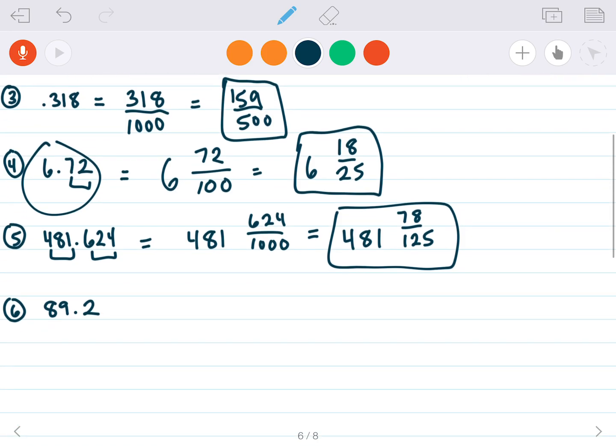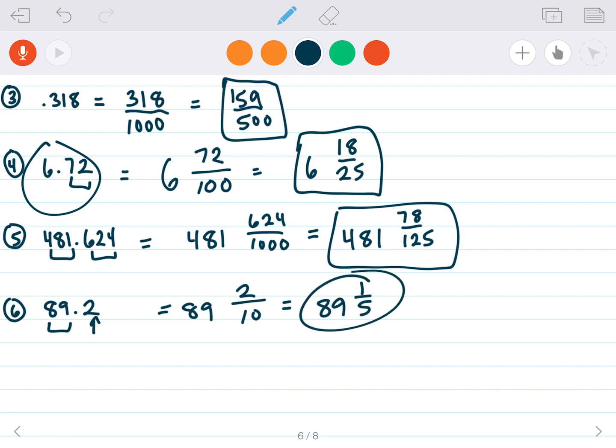All right, number 6, we have a whole to the left of the decimal. It's an 89. And my part is 2 out of 10 because the terminating number is 2 and it ends in the tenths place. Now I can reduce 2 out of 10, divide top and bottom by 2 to get 1/5. So as a fraction, 89.2 is 89 and 1/5.